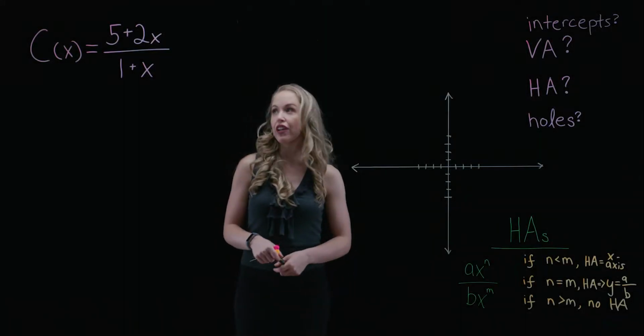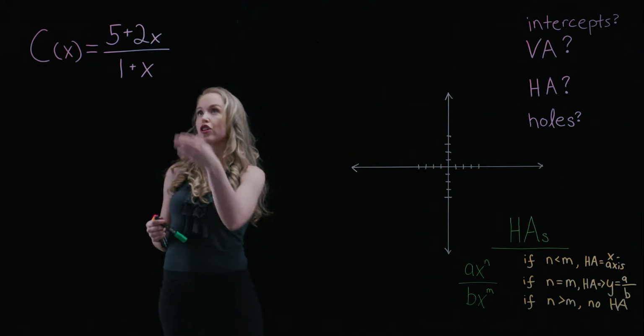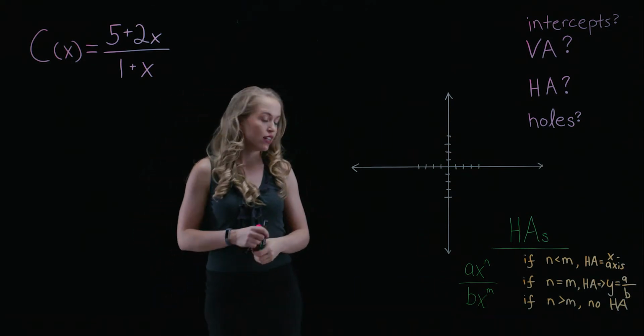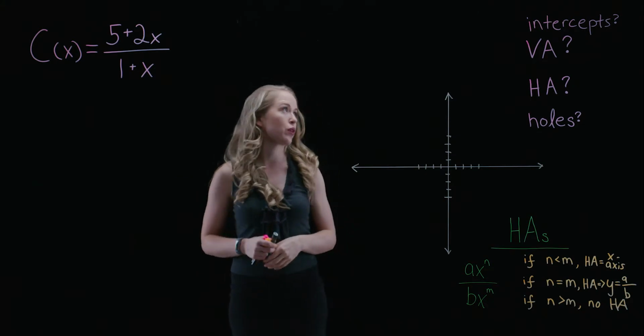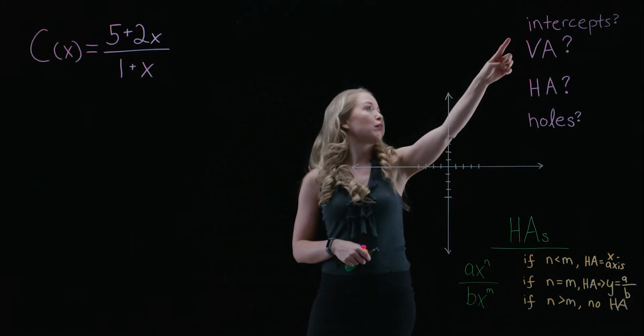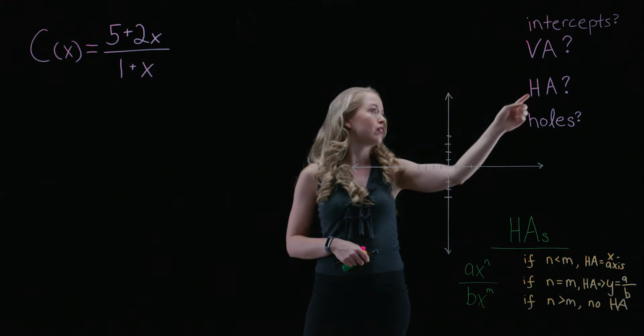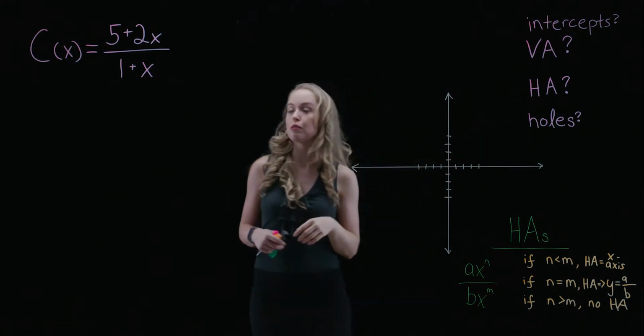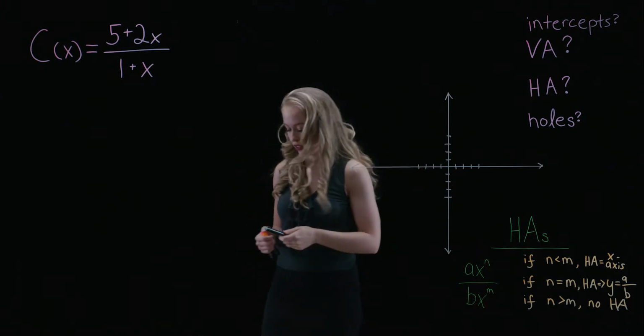So for this problem, we are given a function and we are asked to graph it by hand and then verify it with a graphing utility. Some things to help us in this process: we're going to check for the intercepts, vertical asymptotes, horizontal asymptotes, and any holes. We'll go piece by piece dealing with those different categories.